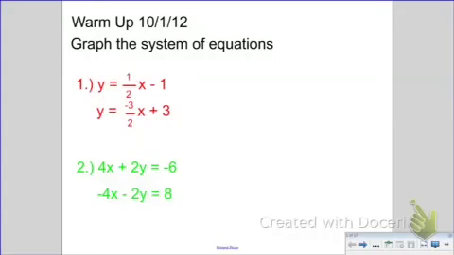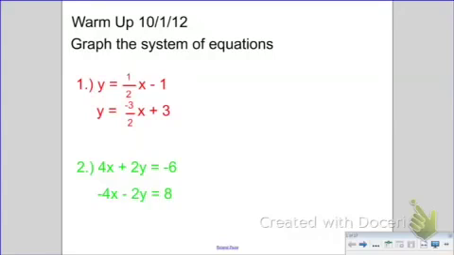You notice that the two red equations are already set up in y equals mx plus b. We can go ahead and graph those, but if you look at the green problems in number 2, they're not. These two problems we're going to have to change into y equals mx plus b in order to graph them. So let's go ahead and do that.